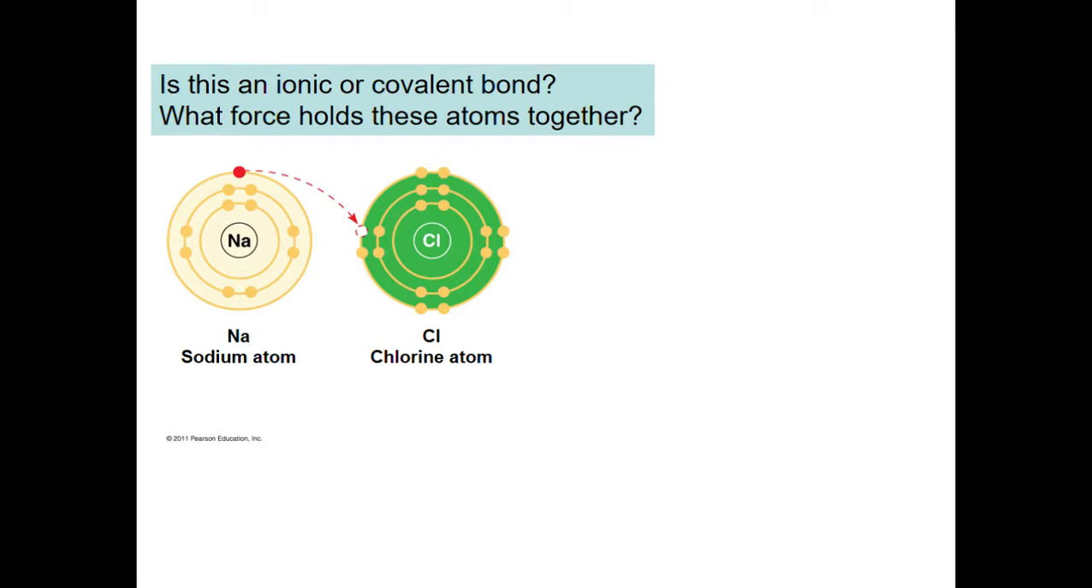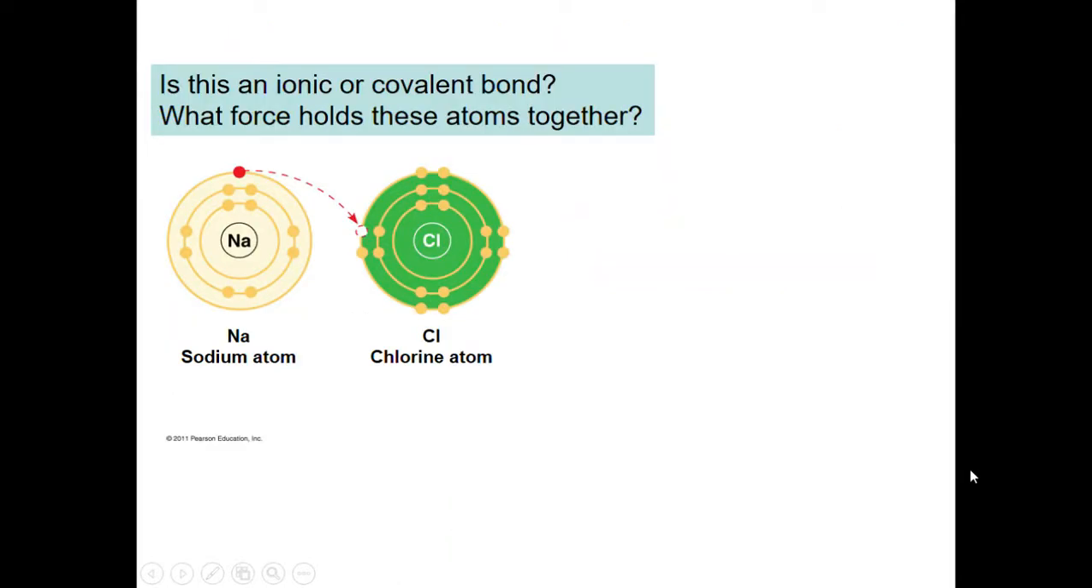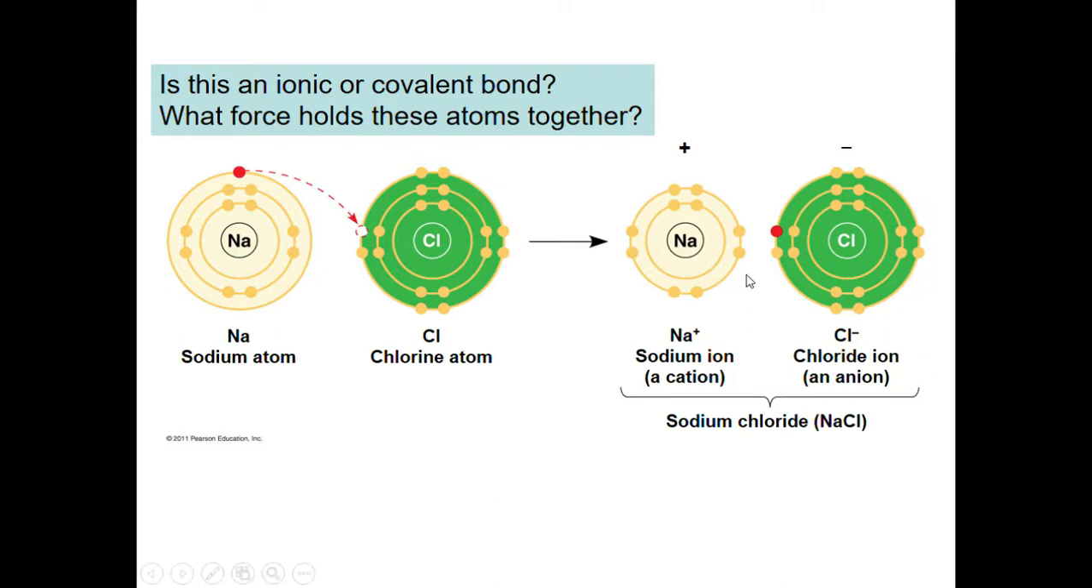So let's look at an example. Is this an ionic or covalent bond? And what force holds these atoms together? If I'm looking over here, I can see an electron that is being lost. So I have sodium, that is a metal, and I have chlorine, that is a nonmetal. So is this going to be ionic or covalent? If I'm putting a metal and a nonmetal together, then what will this be? This will be ionic. And here we have our cation that's positive because it lost an electron, and our anion that's negative because it gained an electron.